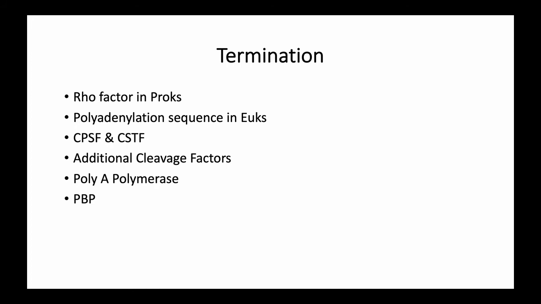It'll add maybe 50, maybe 100, maybe 200 adenines, and again, it gets this from ATP by hydrolyzing it. In addition to that, we have PBPs, which stands for poly-A binding proteins. These poly-A binding proteins prevent the RNA from forming a double strand, right? So this is their job.